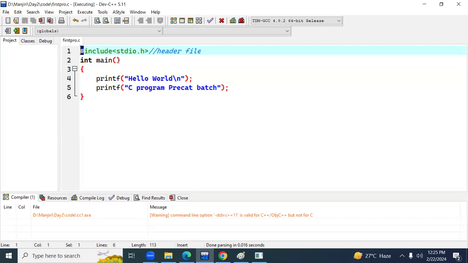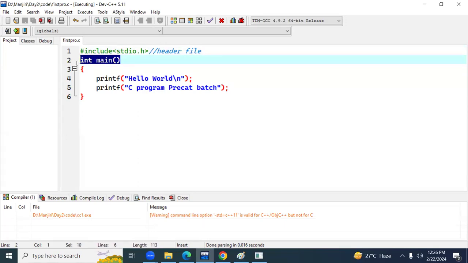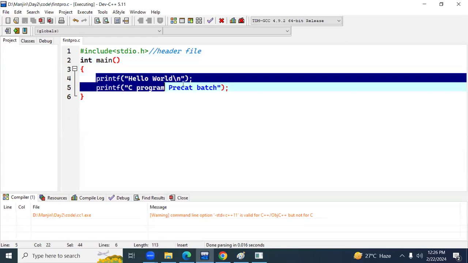Then int main. The program, at least one function is there, and the program actually starts with the help of this main. The compilation actually starts with the help of main. Okay, from main your program execution is going to start, and then whatever number of statements you are writing inside the main, those are going to be executed.